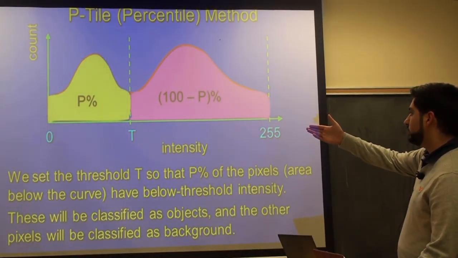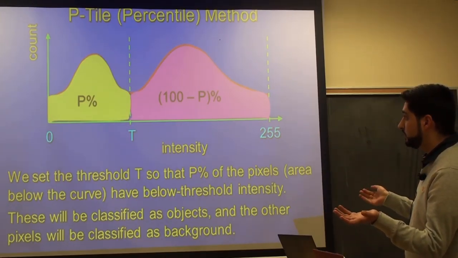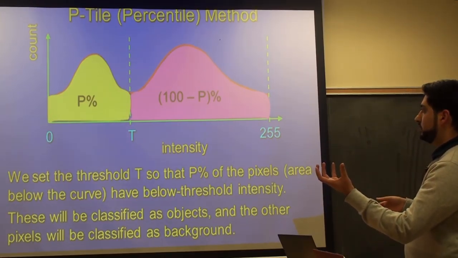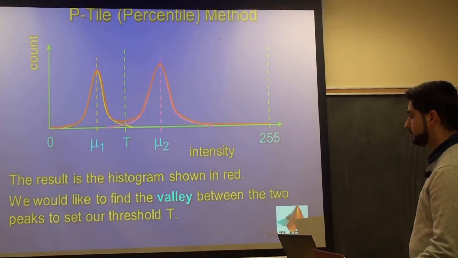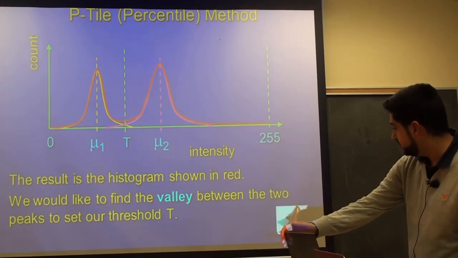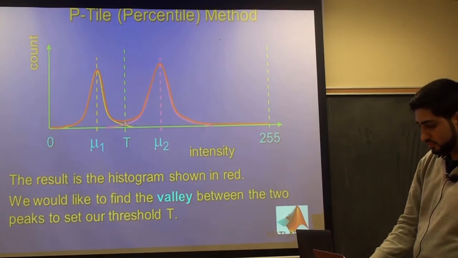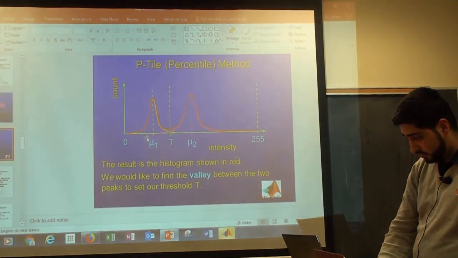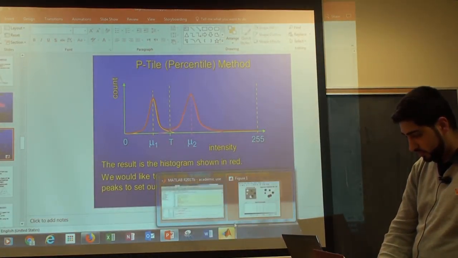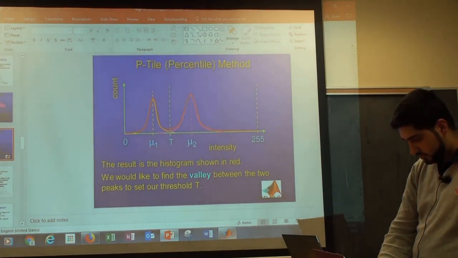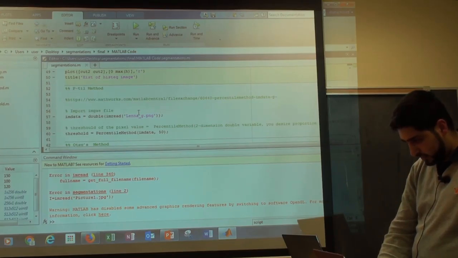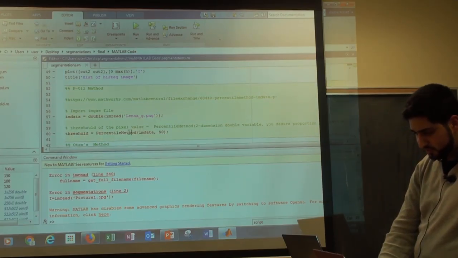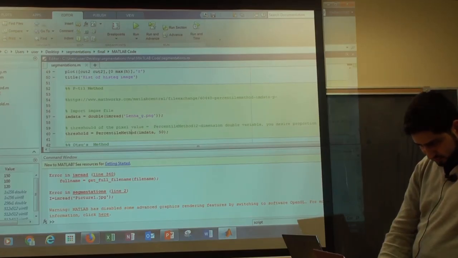So we use a threshold to separate the image into two sections, or two properties or distributions of the image. And there's some MATLAB code that shows this method. You can change the percentage you want, and you get different images. So it's called percentile. We have an image here. We load the image, and I found this code online. It's this code.